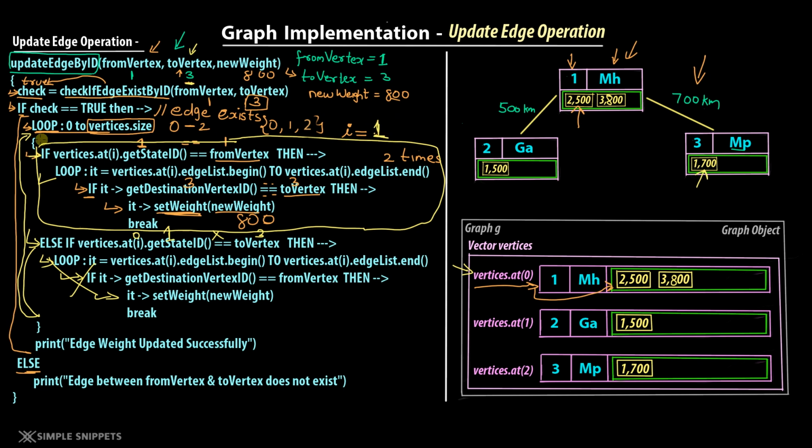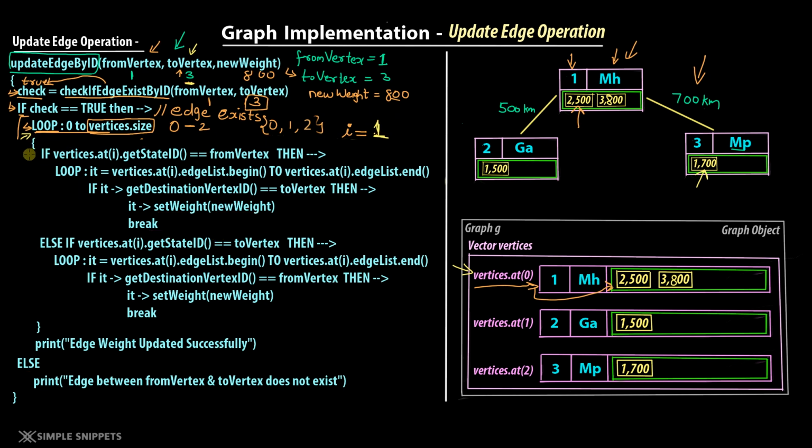Okay. And then you again go inside this outer loop. So again starting this outer loop, we have if vertice dot at 1. Correct? Now I has become 1. Dot get state ID. So vertice at 1 is what? It is Goa, whose ID is 2. So the ID that we get is 2. Is it equal to from vertex? From vertex is 1 that we've passed over here. Is 2 equal to 1? No. So this first entire if block will not be executed.